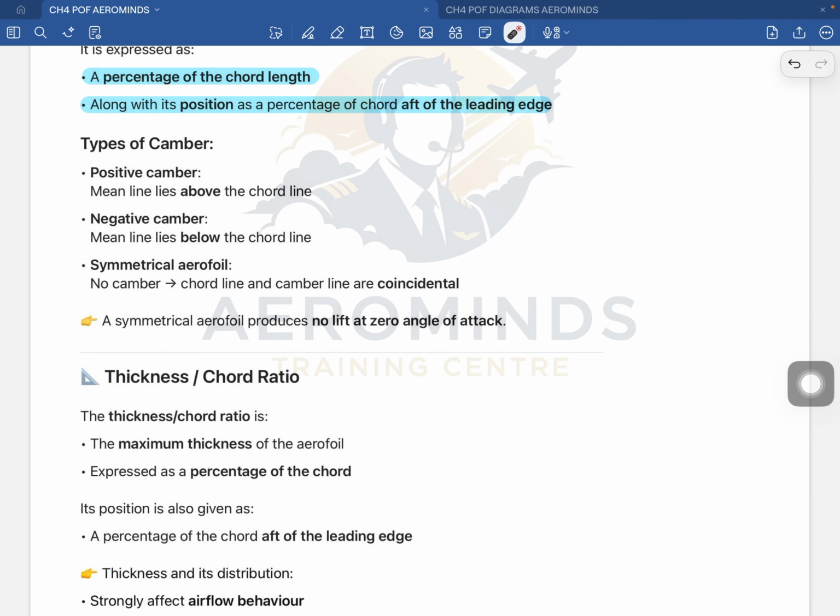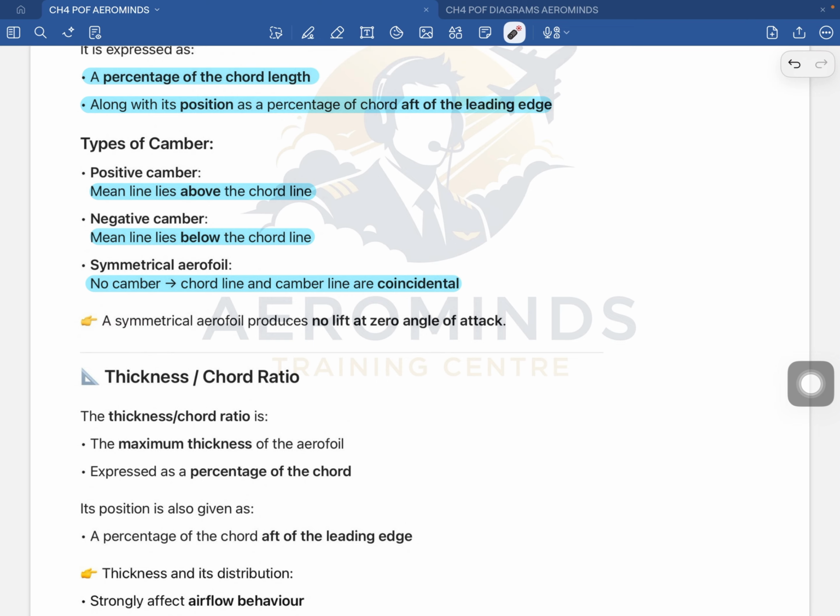So remember all these 3 points. Positive camber, mean line lies above the chord line. Negative camber, mean line lies below the chord line. And symmetrical aerofoil, no camber, so chord line and camber line are coincidental. Got it? Now, a very important exam point is here.